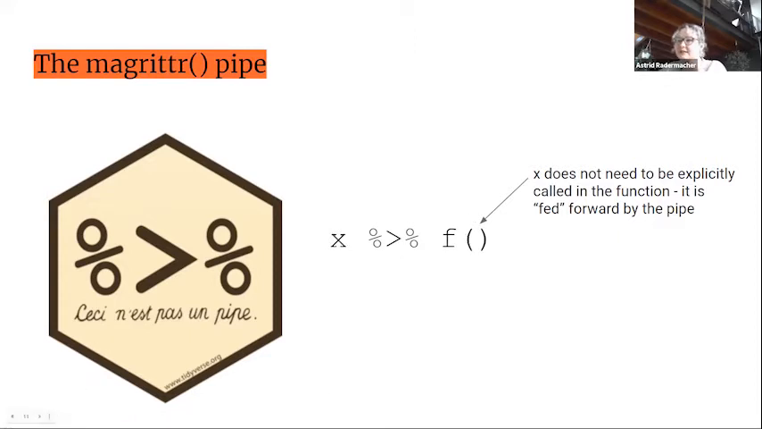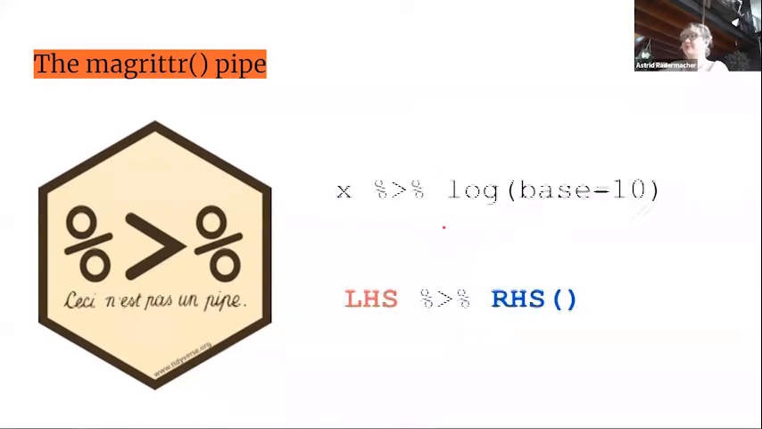Let me see if I can get a pointer. Yeah. So x doesn't need to be explicitly called within the function. It's rather fed forward via the pipe. So cool story, bro. Why do we care? In this example, we have log base 10 being the function that we want to call on the object x. So you would just feed whatever's on the left-hand side into the right-hand side of the pipe, which would be the final function call.